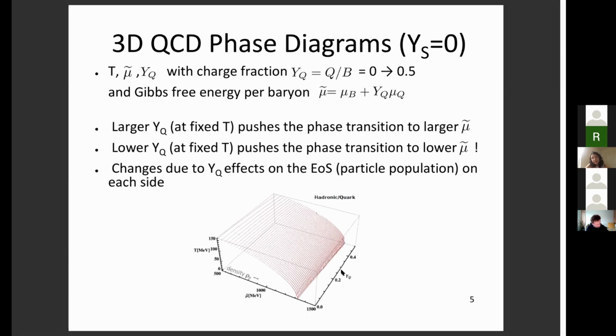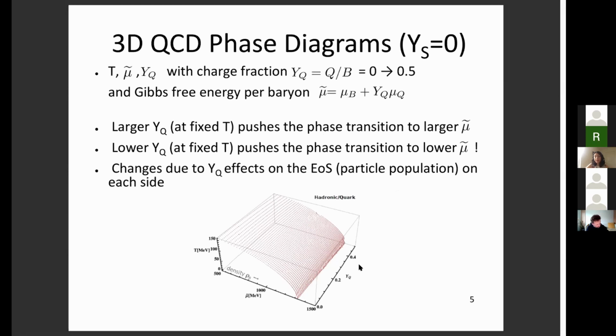And when you draw this, I just want to emphasize that this has influence from the quark side, but also has a lot of influence from the hadronic side. And what we found is, and for me, it's easier to just look at Y_Q equal to 0, the bottom slice here, you can see that this phase diagram changes with charge fraction, that as you go to larger charge fraction in the back of the figure, you see that the phase transition is pushed to a larger free energy. And this has to do with how this more symmetric matter affects the hadronic and quark phases separately.